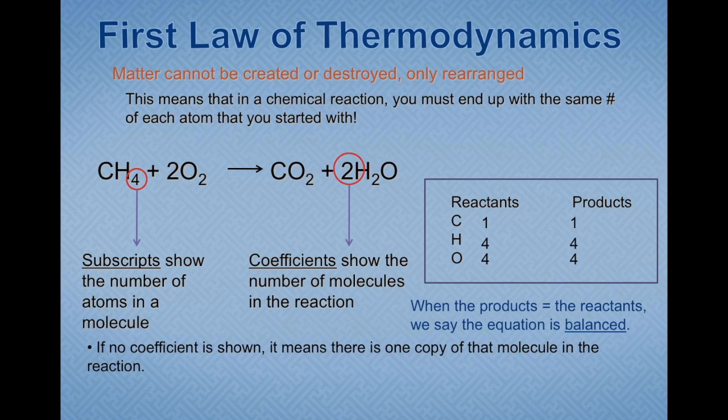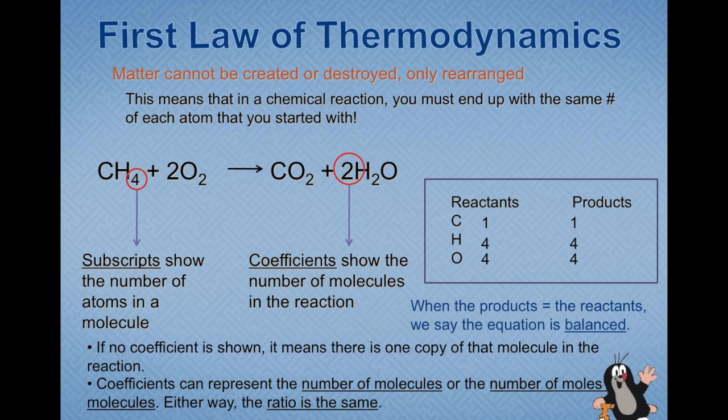So basically, just to summarize, coefficients represent the number of molecules, or they can also represent the number of moles of molecules. So if you have 1 mole of each thing, that's the same ratio as if you had just 1 of that thing. So it can represent the number of molecules or the number of moles. Either way, the ratio is always the same.